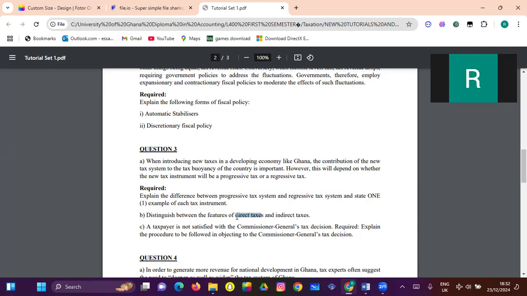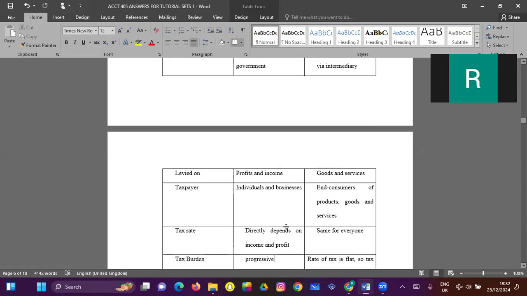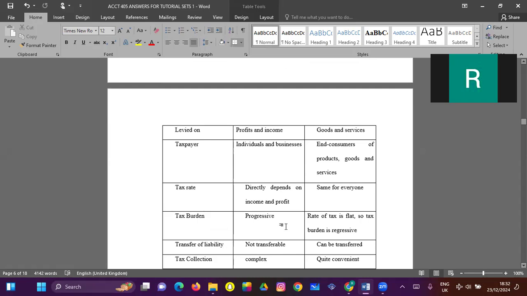Some of the differences between them is that for the direct taxes, they are charged on income and profits, whilst here it is goods and services. And the other one is the taxpayer: individuals and businesses, whilst here it is end consumers of products, goods and services. Then we also have direct taxes paid directly to the government, whilst indirect taxes are paid to the government via an intermediary. Then the tax rate directly depends on the income and profit, while this one is the same for everyone.